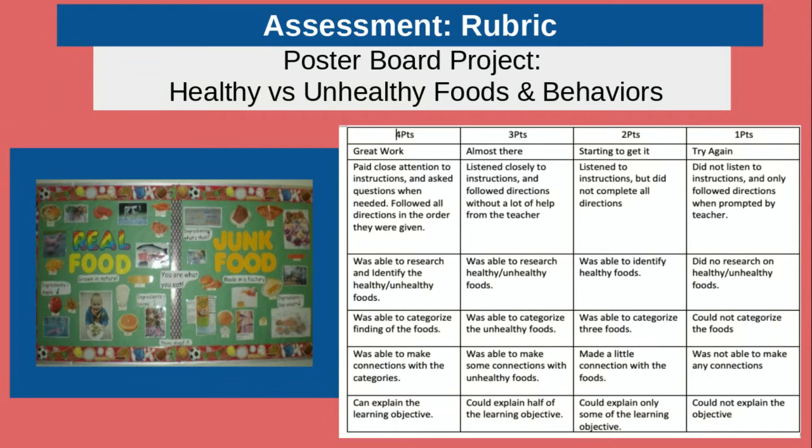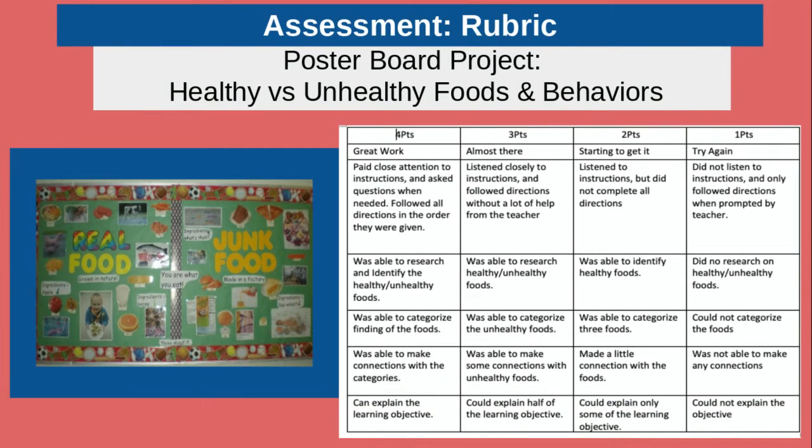Okay, so for the poster board project, we have the healthy versus unhealthy foods and behaviors. And our rubric for 4 points: paid close attention to instructions and asked questions when needed, followed all directions in the order they were given, was able to research and identify the healthy and unhealthy foods, was able to categorize findings of the food, was able to make connections with the categories, can explain the learning objective.